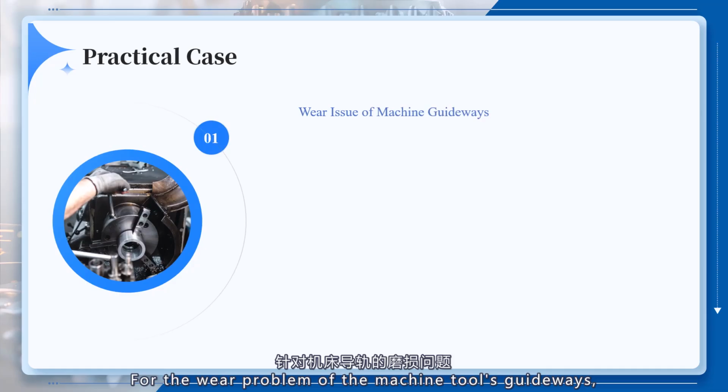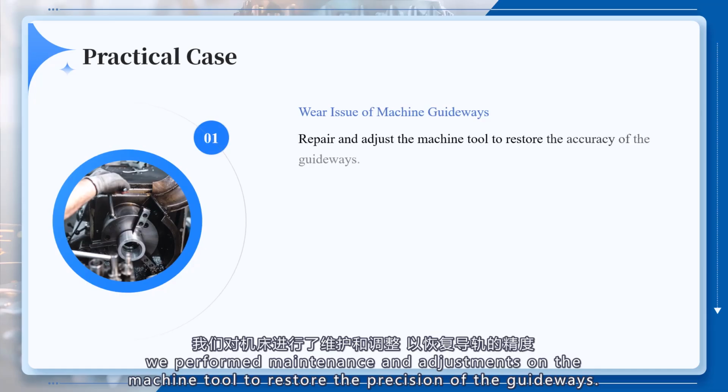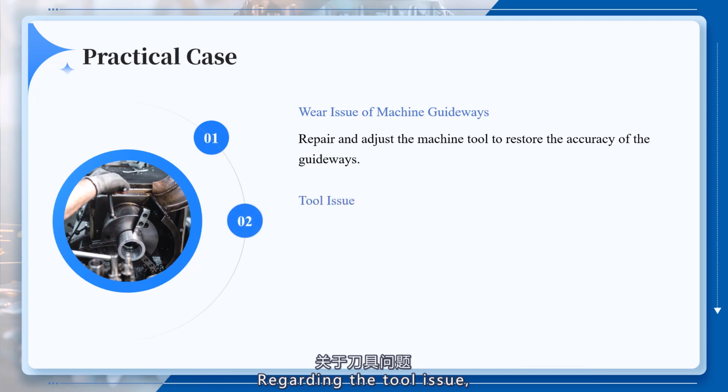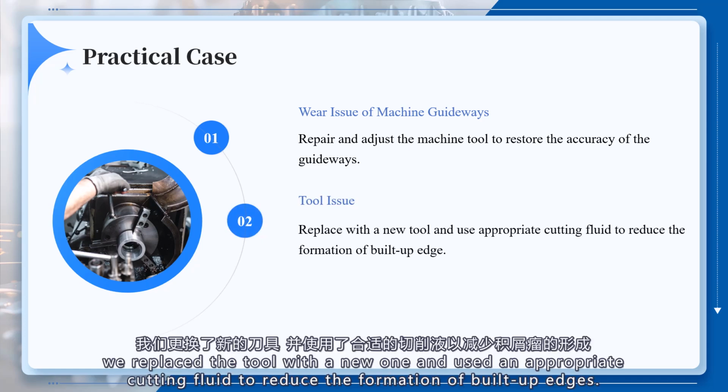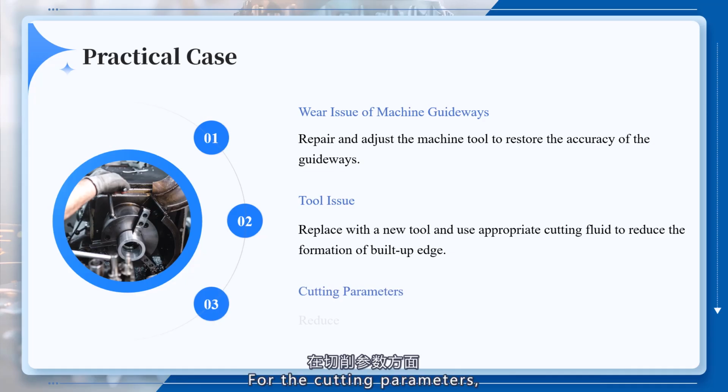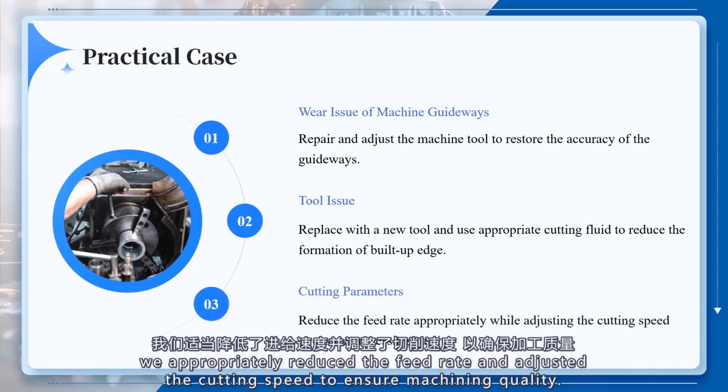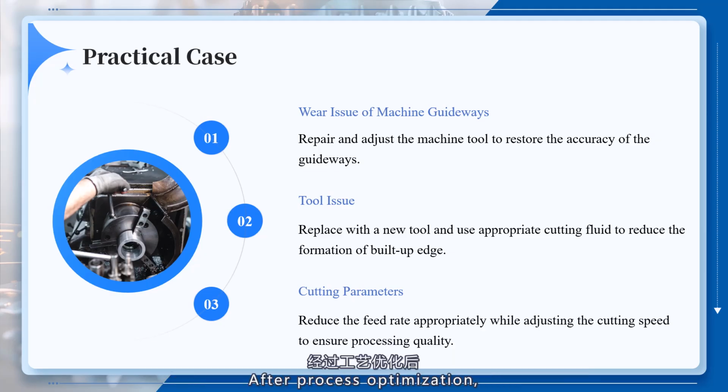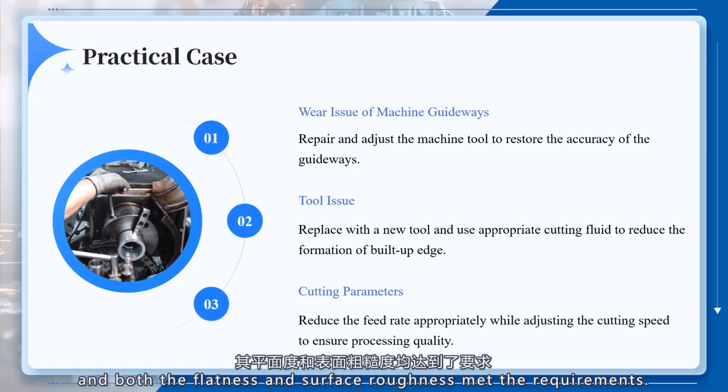For the wear problem of the machine tool's guideways, we perform maintenance and adjustments on the machine tool to restore the precision of the guideways. Regarding the tool issue, we replaced the tool with a new one and used an appropriate cutting fluid to reduce the formation of built-up edges. For the cutting parameters, we appropriately reduced the feed rate and adjusted the cutting speed to ensure machining quality. After process optimization, the part was machined again, and both the flatness and the surface roughness met the requirements.